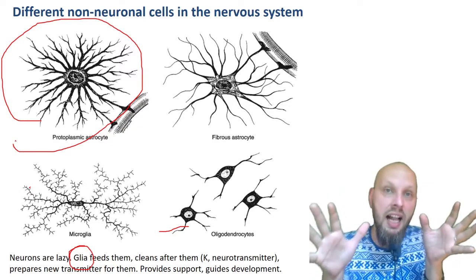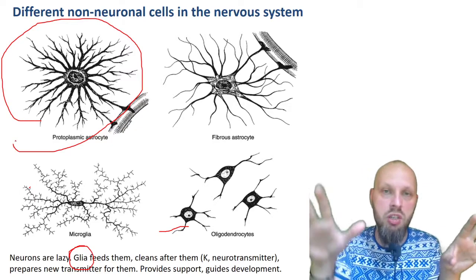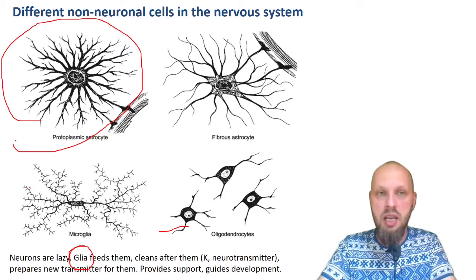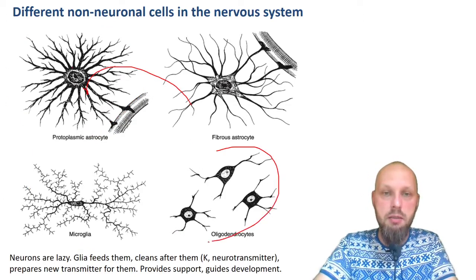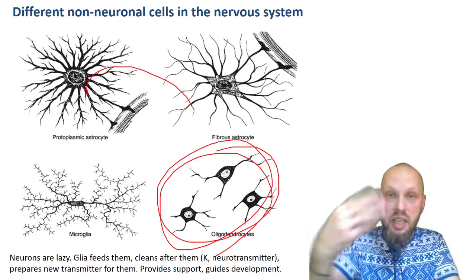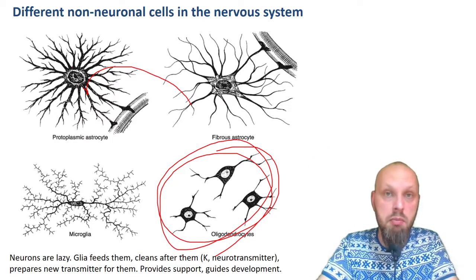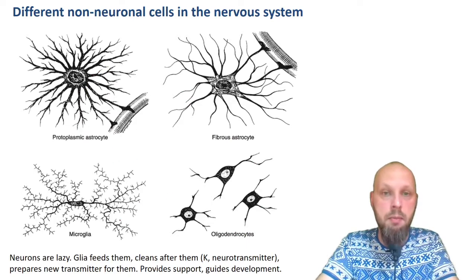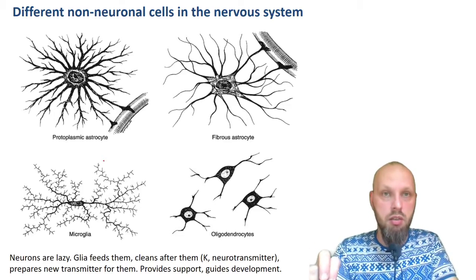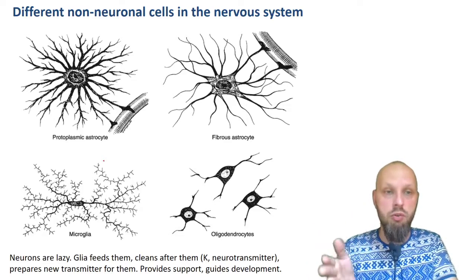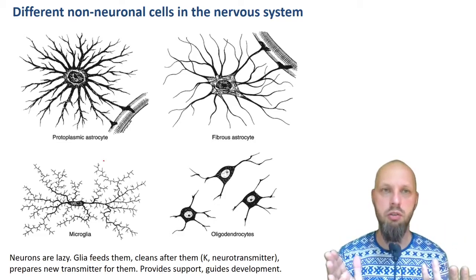They're shaped like that to help neurons. So they reach to neurons in order to help them. And different types of glia help in different ways. So oligodendrocytes create myelination, while, say, astrocytes help synapses to function, and we'll talk about it later. So they feed neurons. Neurons are very lazy and arrogant.